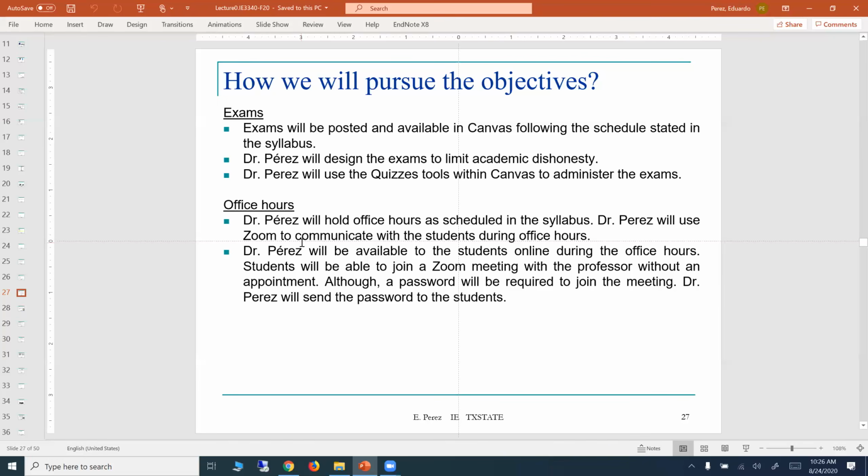Office hours, the whole office hours schedule is in the syllabus. The professor will use Zoom to communicate with the students during the office hours. The professor will be available to the students online during the office hours. Students will be able to join the Zoom meeting with the professor without an appointment. Although a password will be required to join the meeting, the professor will send the password to the student.